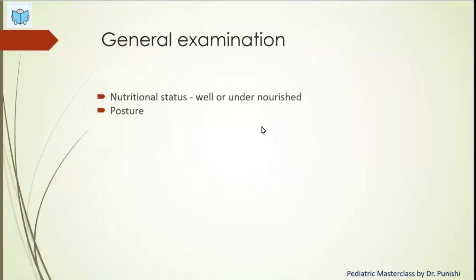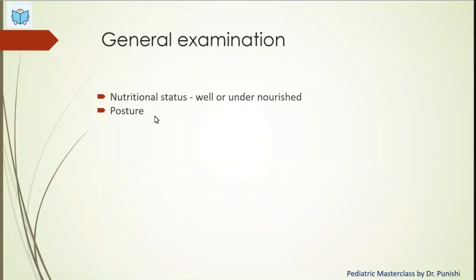So general examination, first, most important is what is the nutritional status of the patient. Just a first look at the patient will give you some idea whether the patient is well or undernourished. We all know that patients with cerebral palsy have feeding difficulties. They have swallowing difficulties. They have pseudobulbar palsy, and that's why, with the feeding difficulties, they can be undernourished. That's why just a look at the patient, whether you feel that the patient is well or undernourished, is important.